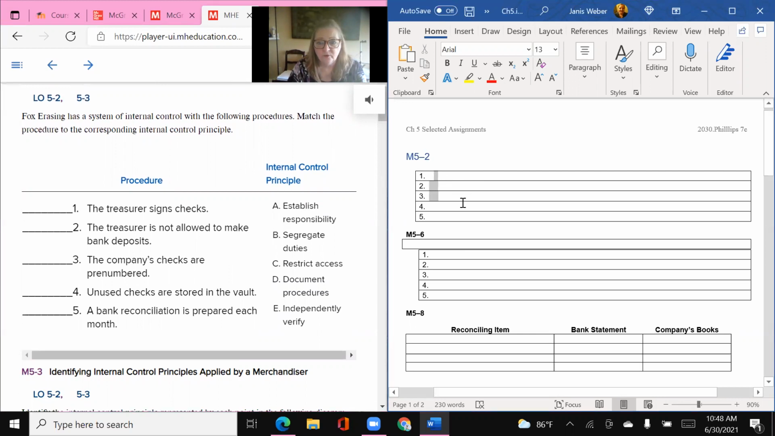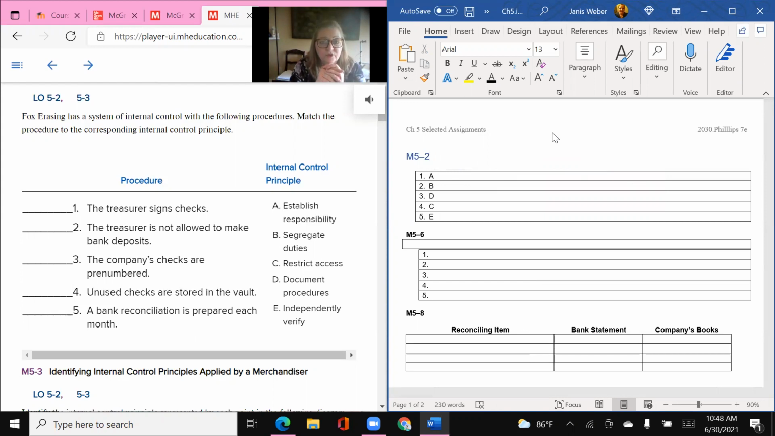I'm sorry, I'm just going to go ahead and reveal these since they're just listed as A, B, C, D, and then we'll talk through them. Let's try that again. The first one is A, so they're almost in order, A, B, C, D. Establishing responsibility. When the treasurer is the one who signs the checks, that means we know what caused the problem if a problem arose.